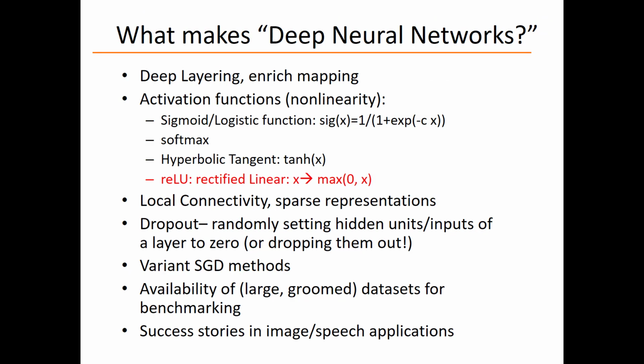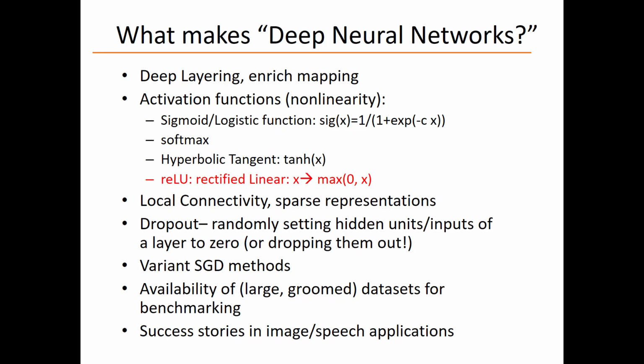So here's a list of what makes deep neural networks function. One, obviously, is the deep layering. In the old days, if you had more than 3 layers with the computational resources, you really couldn't achieve much. So the first thing is you need depth.